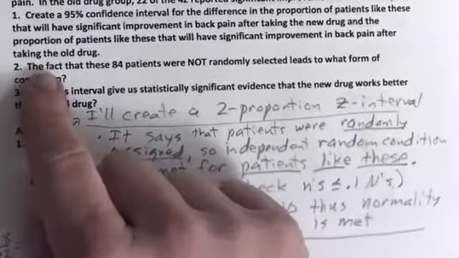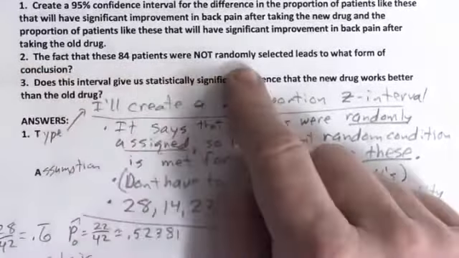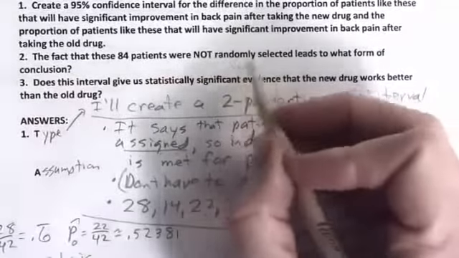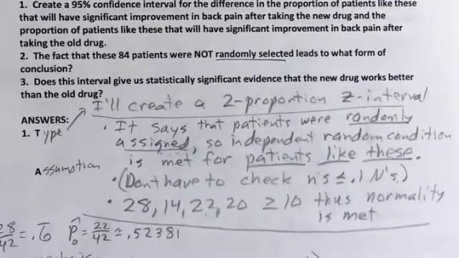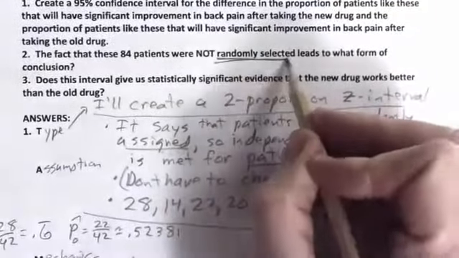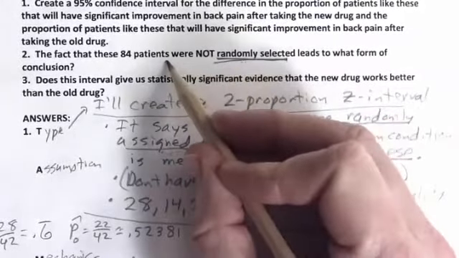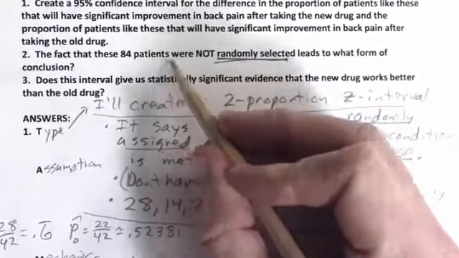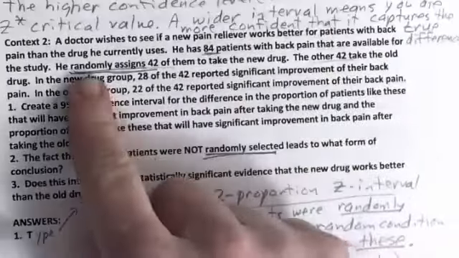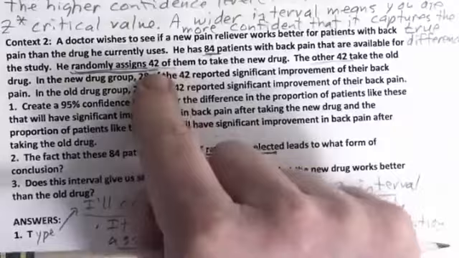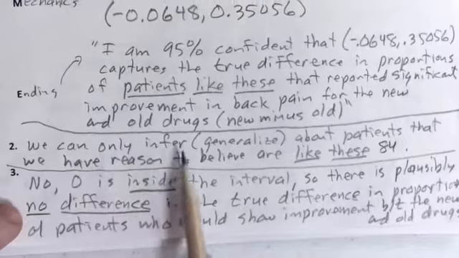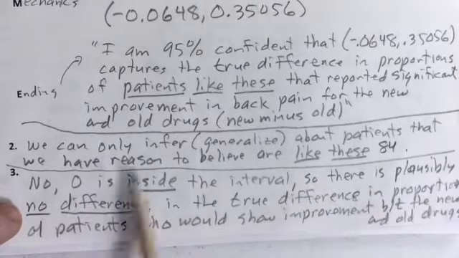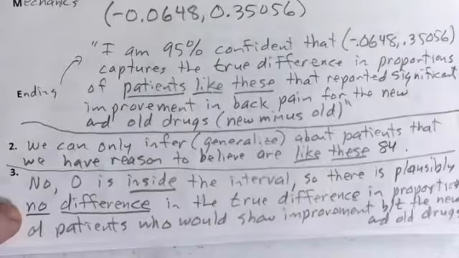SRS. Okay, great. Number two says the fact that 84 patients were not randomly selected leads to what form of conclusion? Well, that's what I've said like 2 or 3 times now, and so we're going to say it one more time. If they're not randomly selected, we can only infer about patients like these, that we have reason to believe are like these. And the random condition is met if they've been randomly assigned to treatment groups, which they were. So the random condition was met. All right. And so we can only infer or generalize about patients that we have reason to believe are like these 84 patients. So there we go.